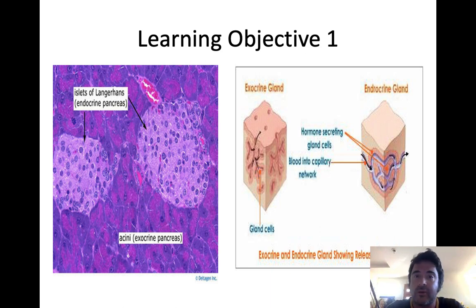Things like proteins into amino acids, or polysaccharides into monosaccharides, whatever it is. So that's an exocrine function, and the exocrine pancreas plays a really important role in digestion.